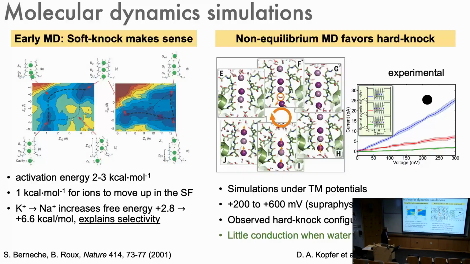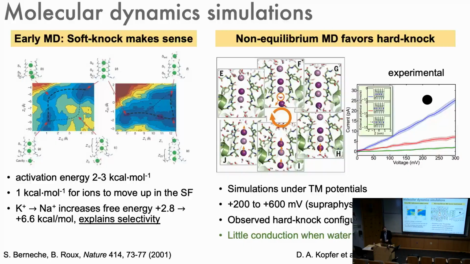Some numbers from the papers that go back essentially to the time that the X-ray structure was revealed show that there are very low activation barriers for soft knock, so it all makes sense. And if you replace potassium with sodium, then the free energy goes up, so that explains selectivity. However, if simulations are done in non-equilibrium, in this case meaning in the presence of transmembrane potential, then the simulations typically only favor the hard knock configuration.